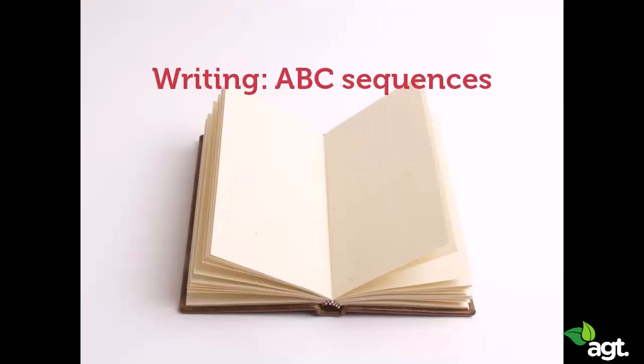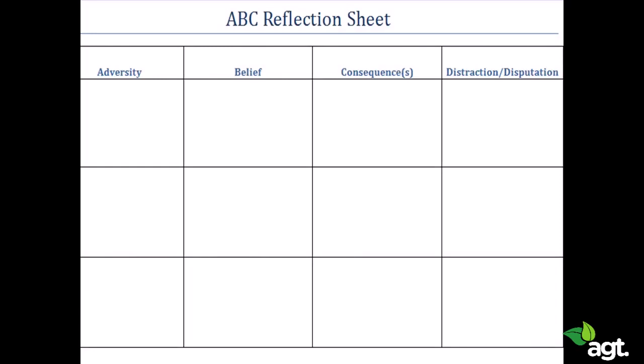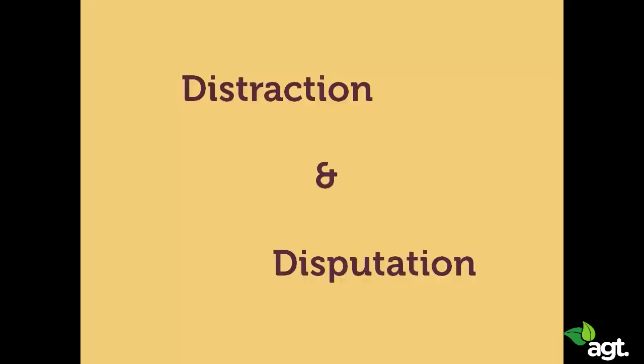For this, you can find a writing exercise in the resources. And you can also find an ABC reflection sheet that looks something like this. Use it to record 6 ABC sequences from your life over the next few days. You will find clear instructions, as always, in the additional materials. Once you have identified a few ABC sequences, we are then able to start changing our beliefs. And there are 2 options to deal with these beliefs: distraction and disputation.